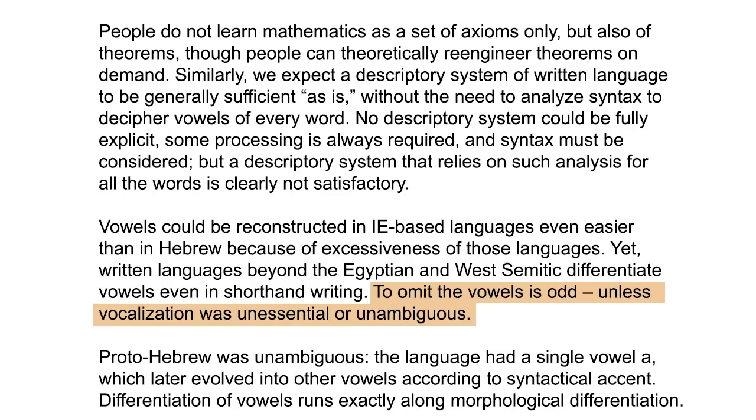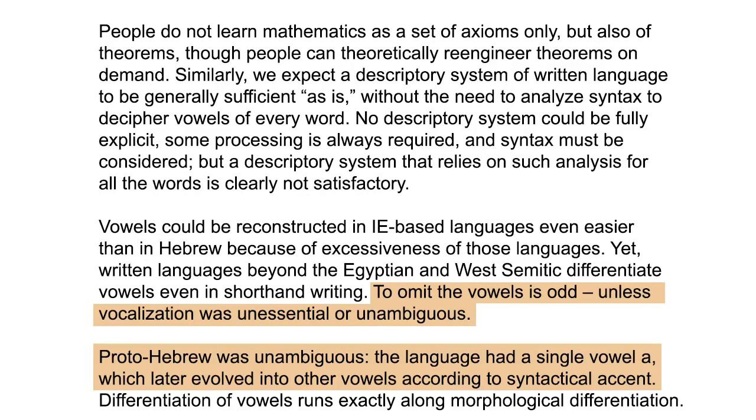Ancient Hebrew is a simple language with a simple sound. What does it sound like? Ah, ba, ga, da, ha, wa, so forth, and so on. That's the alphabet. Watch this. It says, Proto-Hebrew was unambiguous. The language had a single vowel, A, which later evolved into other vowels according to syntactical accent. Meaning, later on in history, other vowels evolved from the original sound ah.